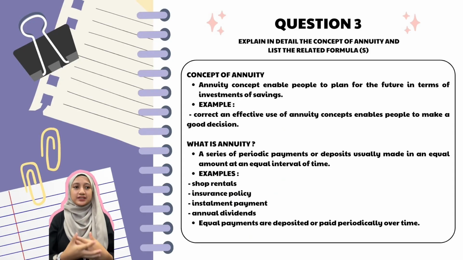Question 3. Explain in detail the concept of annuity and list the related formula. Concept of annuity. The annuity concept enables people to plan for the future in terms of investment or saving. For example, correct and effective use of the annuity concept enables people to make good decisions. What is annuity? Annuity, also known as a series of periodic payments or deposits, is usually made in an equal amount at an equal interval of time. Examples of annuity are house rentals, insurance policy, installment payment, and annual dividends. In each case, equal payments are deposited or paid periodically over time.